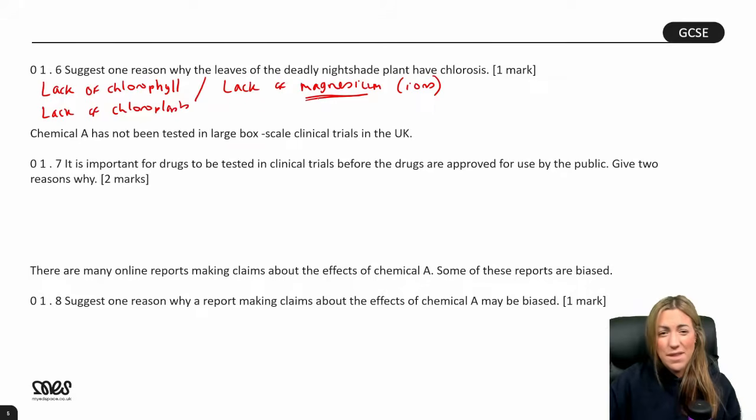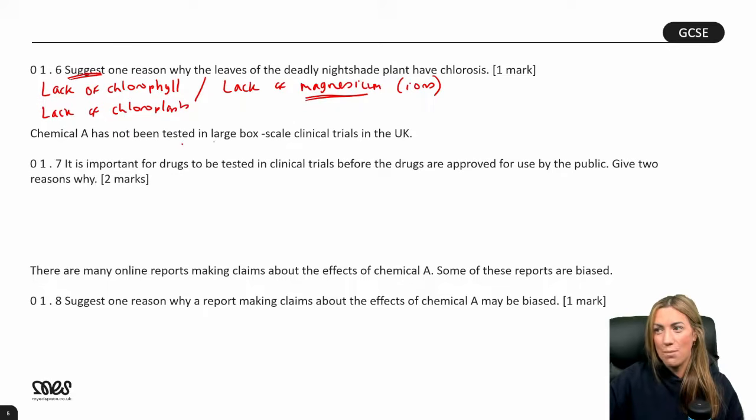But yeah, loads of other things. They even accepted things like maybe the soil was too acidic, maybe the soil was too alkaline, maybe there was a lack of light. Again, it's because the command word is suggest. So they've got to accept any potential answer that could have caused yellowing of those leaves.